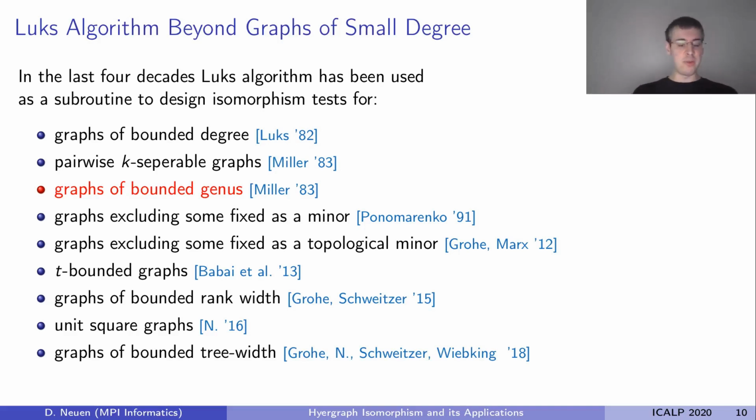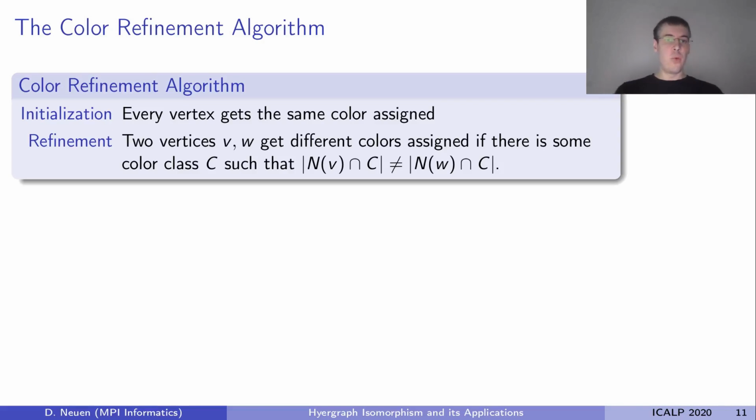Okay, so the goal will be to reduce the graph isomorphism problem for graphs of bounded genus to the hypergraph isomorphism problem for gamma D groups. To do this, we will first introduce an auxiliary isomorphism problem. Towards this end, we first have to introduce the so-called color refinement algorithm, which is one of the fundamental algorithms in the context of isomorphism testing.